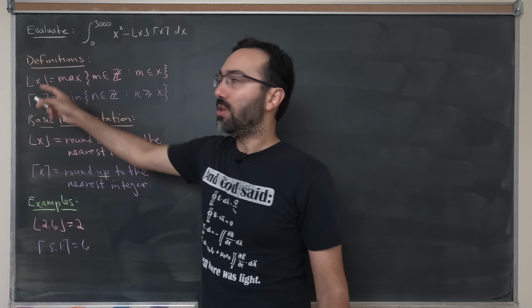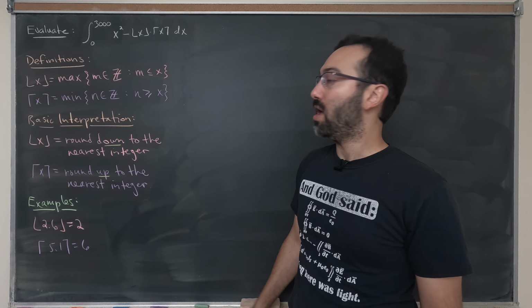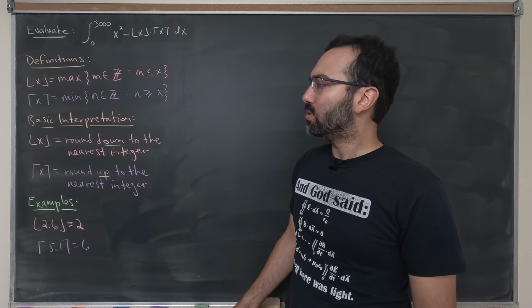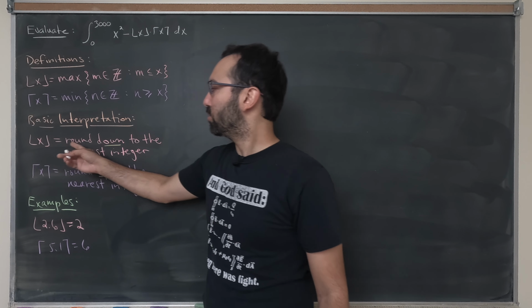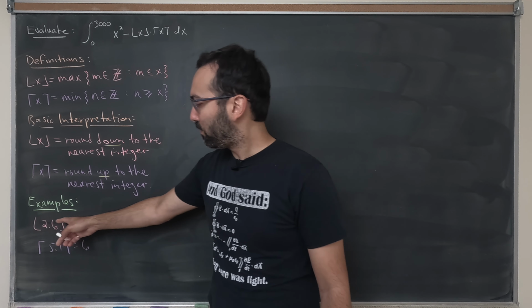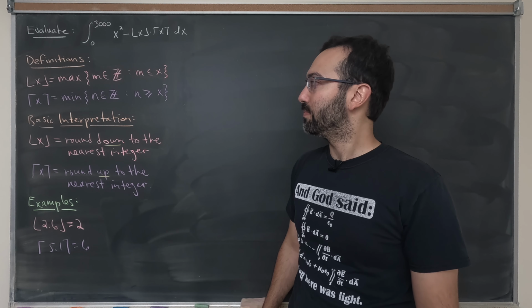The floor of some real number x tells us that we're going to take the maximum integer m that's less than or equal to that number x. So in other words, the floor of x tells us to round down to the nearest integer. As an example, the floor of 2.6 rounds down to 2.